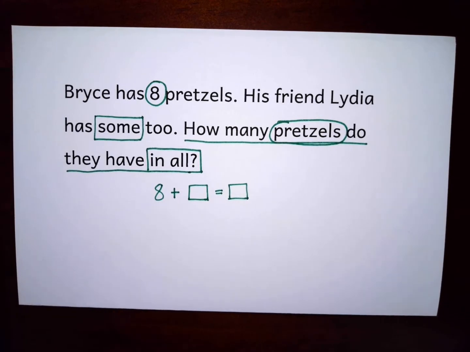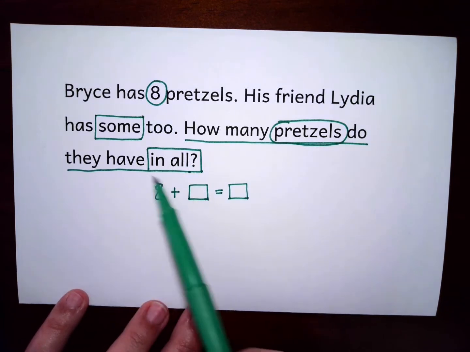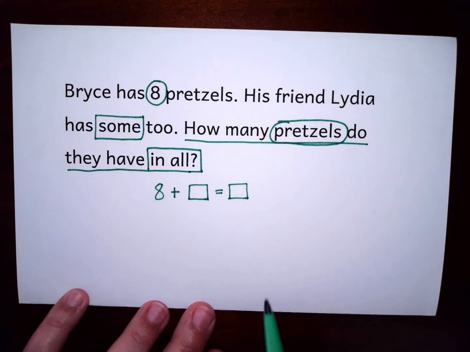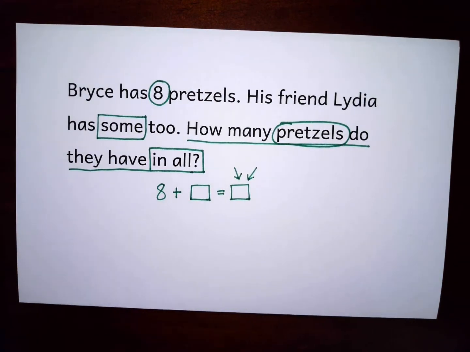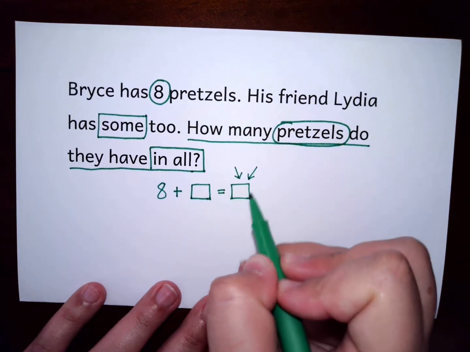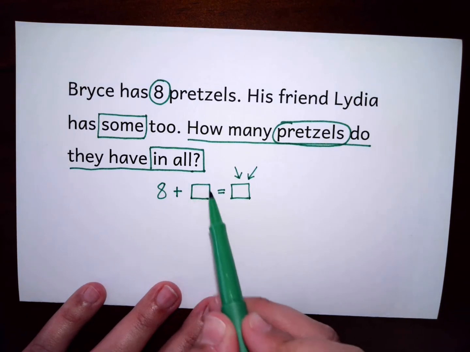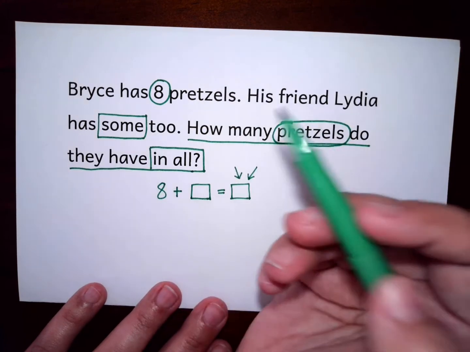Now, we can't just randomly choose which one to add. We have to add in specific information. So let's go back to our question. Our question says, how many pretzels do they have in all? So in all, again, means that I'm trying to find a total. So this box right here, that is my real box. I'm trying to find out how many do they have in all. So what I need to do is add in some information for this box right here. I need to decide how many Lydia has.